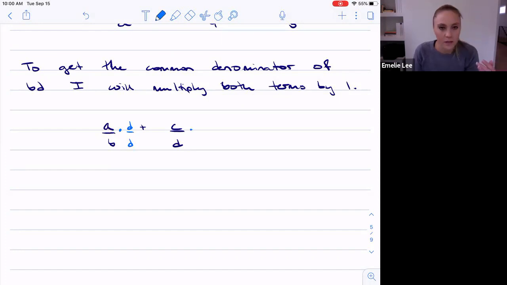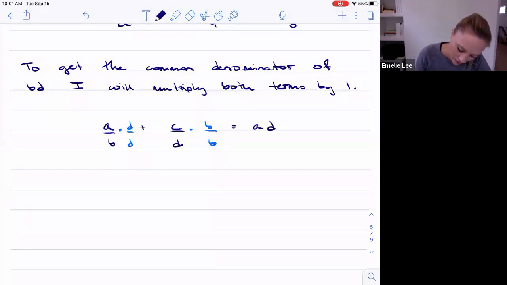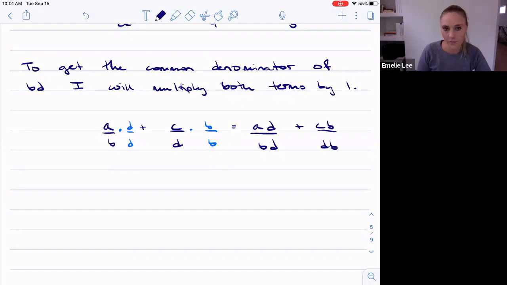Same thing here. If I need BD in the denominator, then I need to multiply D by B because that's what's missing. So I've got B over B as my 1. B over B is 1, D over D is 1. I'm just multiplying by 1 here, nothing to see here. Now this becomes AD over BD plus CB over DB. BD, DB, usually I would switch these so they look like the common denominator. Order doesn't matter as long as we're just multiplying.